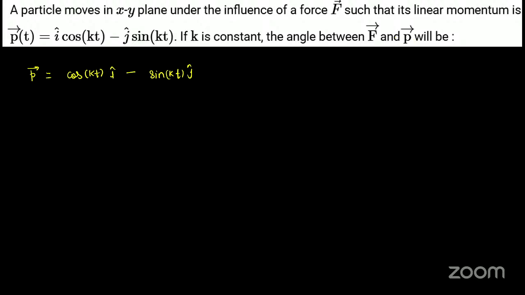So to calculate the angle between any two vectors, from vector algebra we can say the angle between any two vectors will be nothing but the dot product between these two vectors divided by the magnitudes of these two vectors. Got it? This is the formula or the concept to calculate the angle between two vectors. Now we have the P vector. How to find out the F vector? How to find out the force vector here?